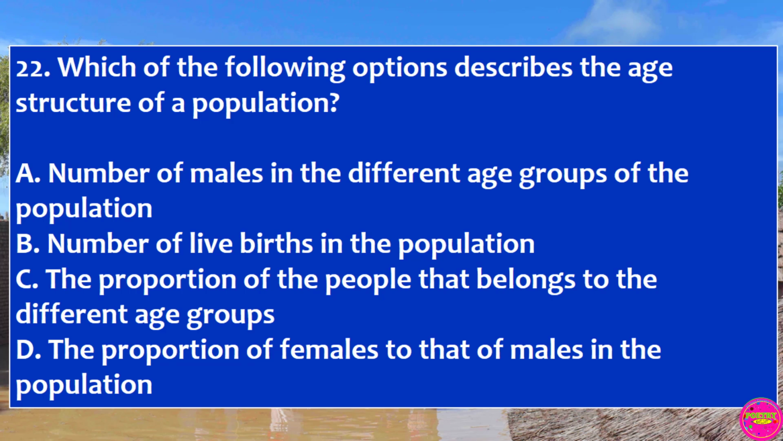Question 22. Which of the following options describes the age structure of a population? A. Number of males in the different age groups of a population. B. Number of live births in the population. C. The proportion of people that belong to the different age groups. D. The proportion of females to that of males in the population. The correct answer to this question is C. The proportion of the people that belong to the different age groups.